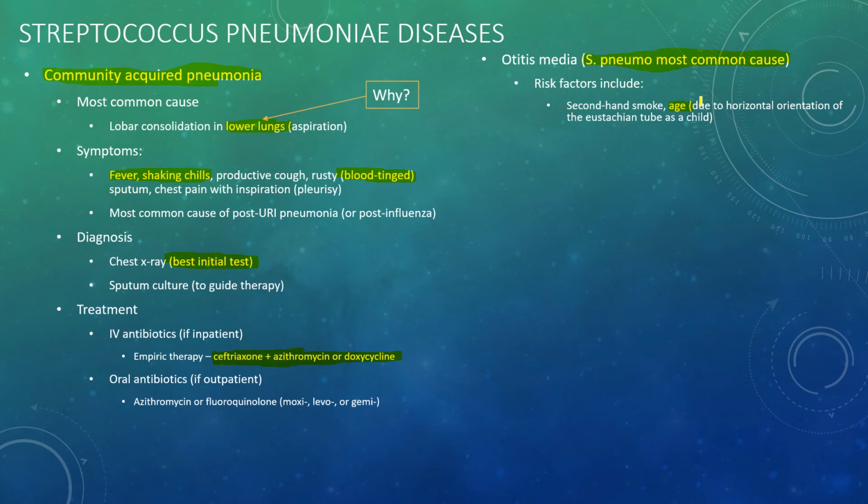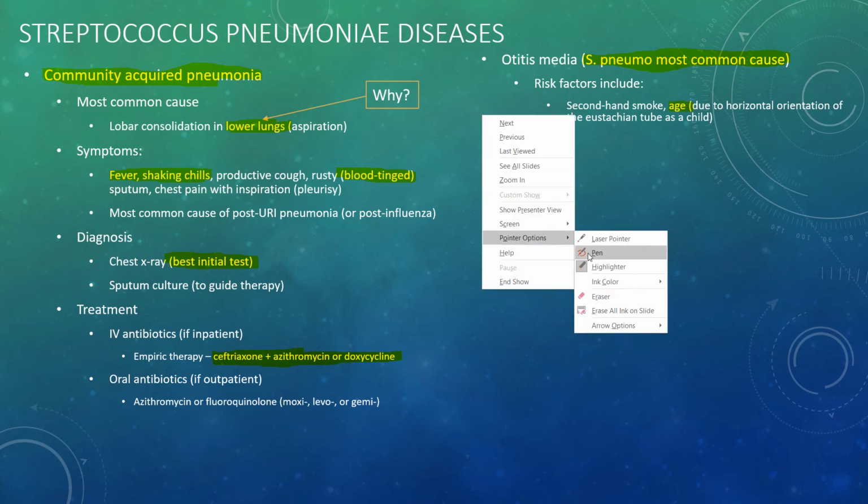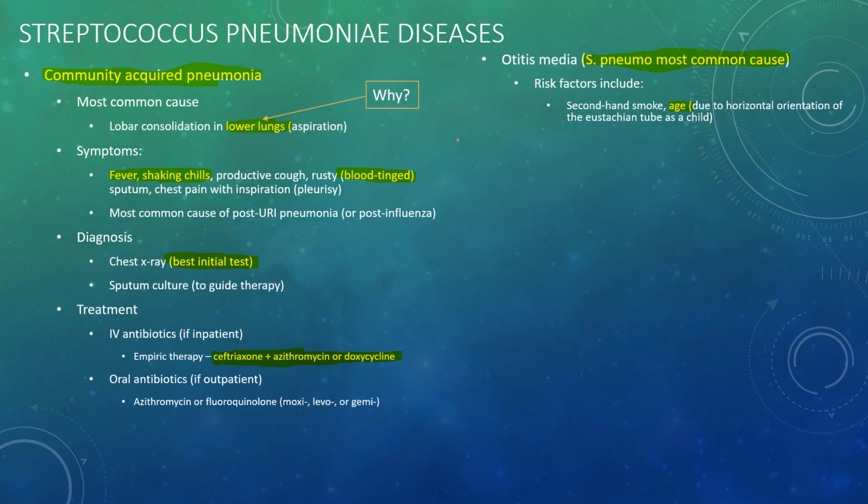Age as well. Young kids have a horizontal orientation of the eustachian tube. Let's see what that means. So, say the eustachian tube looks like this, and this is in children, and in adults it looks like this. Which is more likely to drain? Yes, this one, because gravity is able to pull it down. Here, everything will just stay static and not move, and as a result, you can have a higher risk of infection and bacterial buildup.